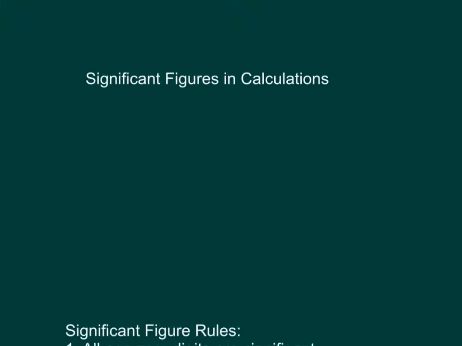Today we're going to look at significant figures in calculations. We talked about the different rules of significant figures, and we'll review those in just a moment. But we also need to know how to determine how many significant figures to report in our answer, whether we do multiplication, division, addition, and subtraction, whatever we're doing. And then towards the end of the video, we're going to talk a little bit about error and percent error.